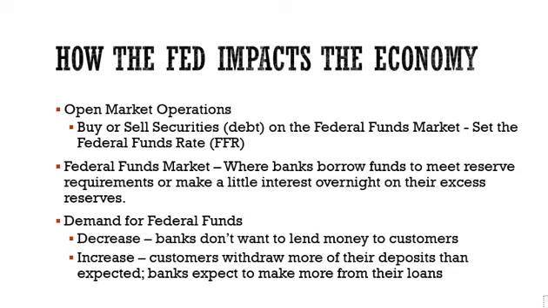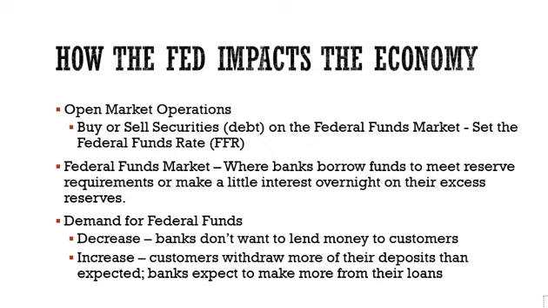So there's a few different ways that the Fed can try to impact our economy. One is open market operations, and that is when the Fed buys or sells on the federal funds market. The federal funds market is where banks borrow funds to meet reserve requirements or to make a little interest overnight on their excess reserves. So the federal funds market is one bank borrowing money from another bank.